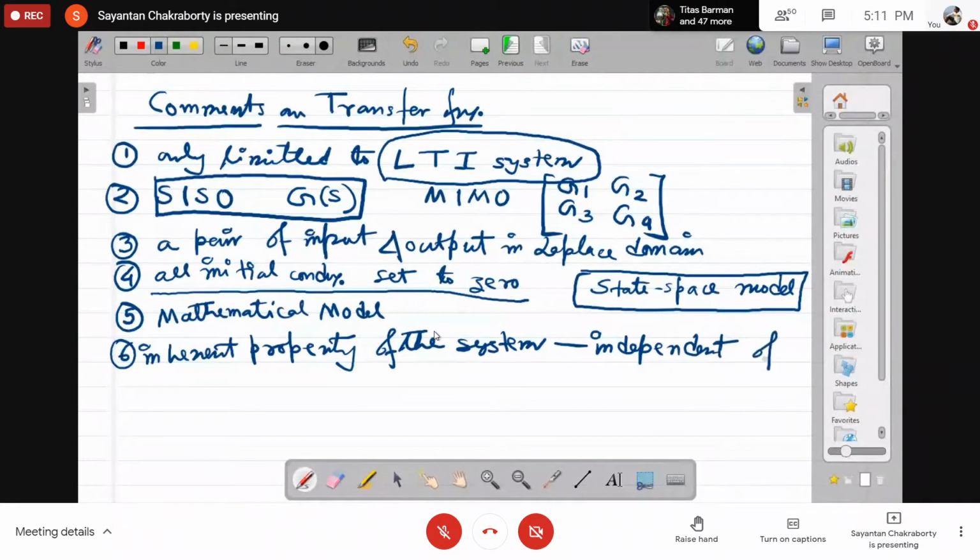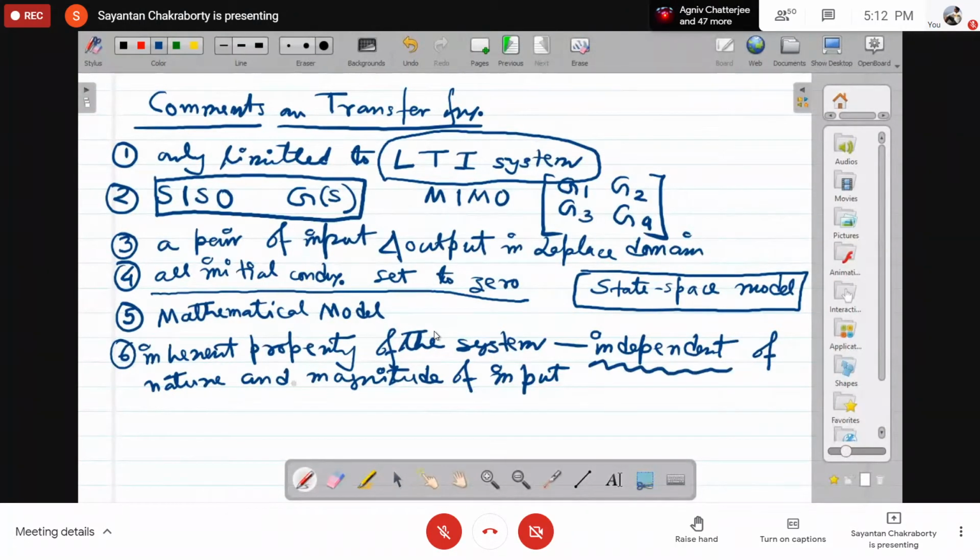That means the transfer function will be independent of the nature and magnitude of input. This is very important. So whatever input you provide or excitation you provide to the system, it will not affect the transfer function because it is an inherent property of the system, and it will be independent of the nature or magnitude of the input. Only provided the fact that it's an idealistic situation.